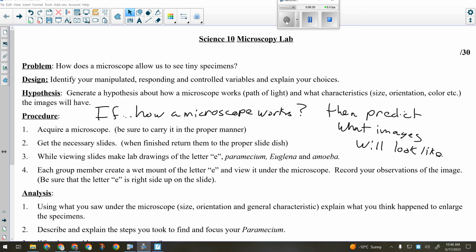Okay, so what we're going to be doing is looking at the four things that are listed here: the letter E, the paramecium, the euglena, and the amoeba. But we're not going to do them in that order. We're going to look at the letter E first, the amoeba second, the paramecium third, and the euglena last, because we're going to go from largest to smallest. As we gain experience, we'll get better and be able to find and focus smaller things better.